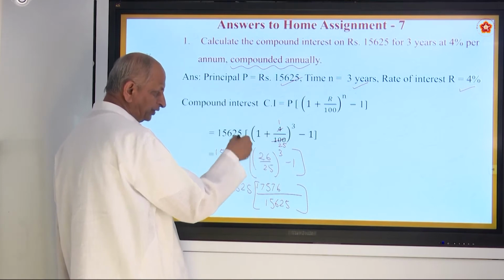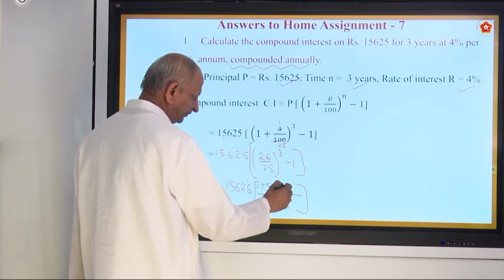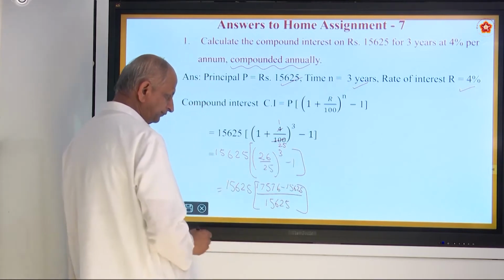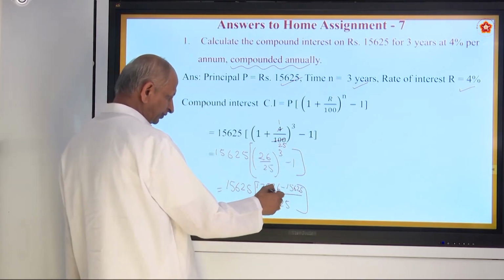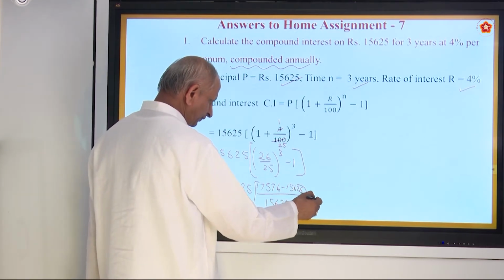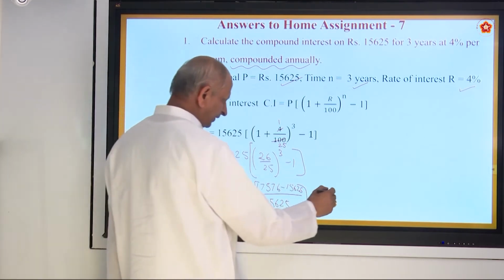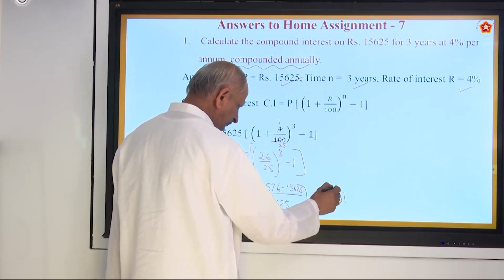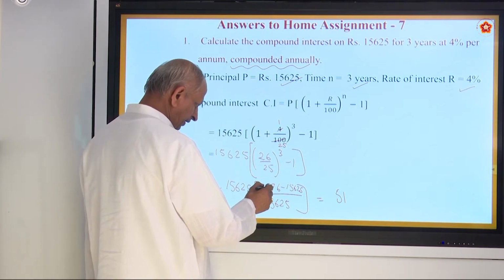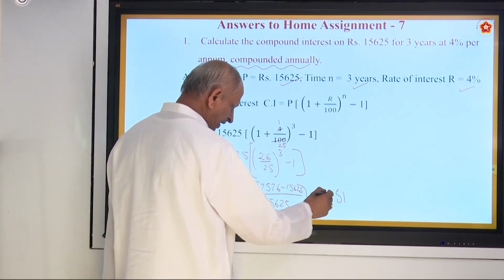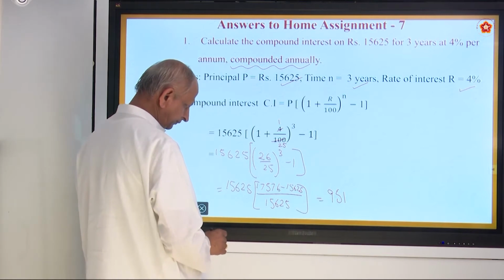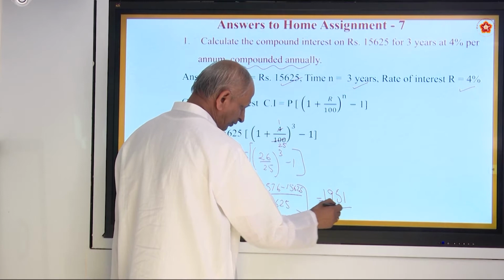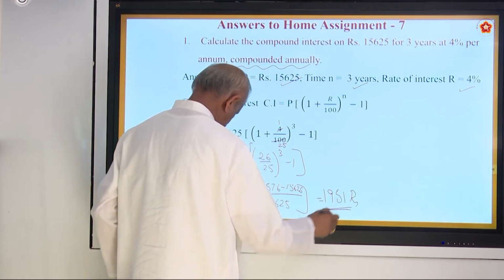26 into 26 into 26 minus 15,625, because 1, and if you subtract, of course this can cancel, and if you subtract, you get 6 minus 5 is 1, 7 minus 2 is 5, then 15 minus 6 is 9, then 6 minus 5 is 1, 1951 rupees. That is the answer.